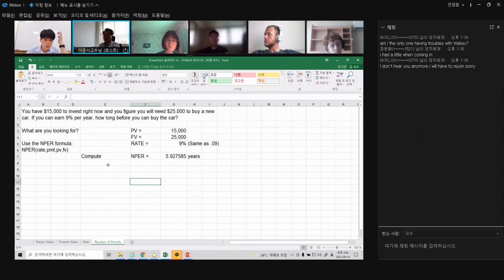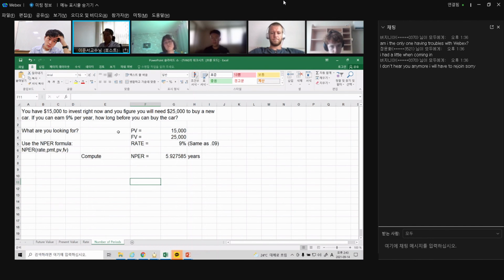The last example is the number of periods. You have $15,000 to invest right now. You figure out you'll need $25,000 to buy a new car. If you can earn 5% per year, how long before you can buy the car? How long do you need to wait? You only have $15,000, so you need $10,000 more. How long do we wait to get $25,000 from $15,000 if the interest rate is 5%? Most of you buy this car in installments, by using a car loan, right?